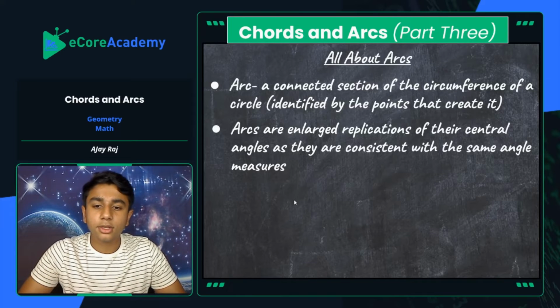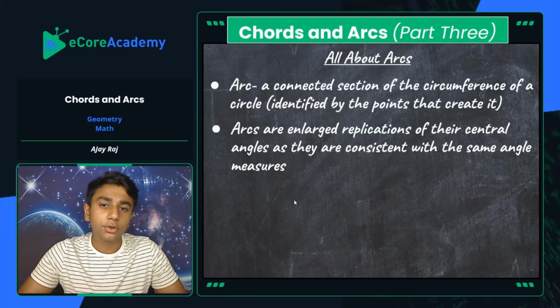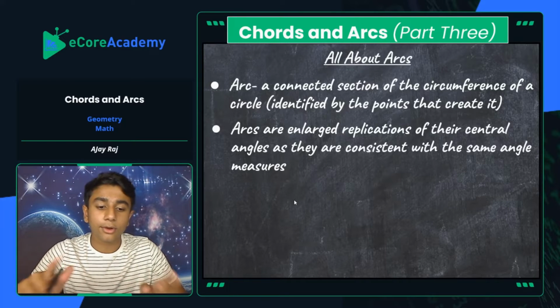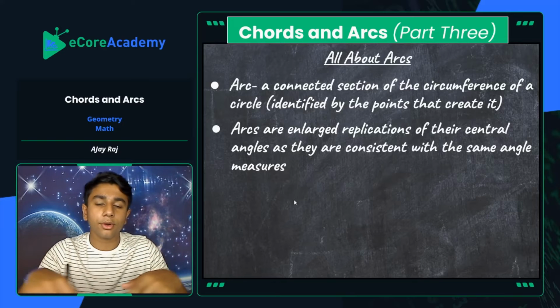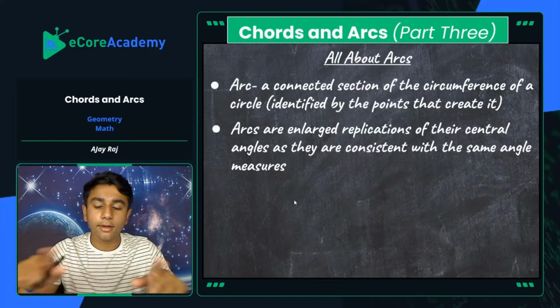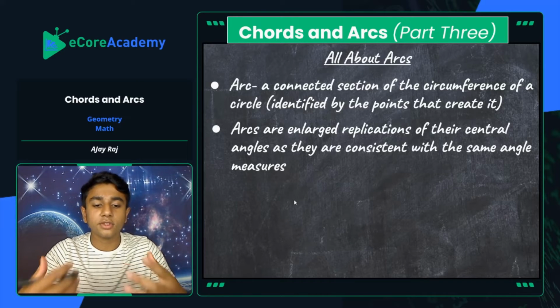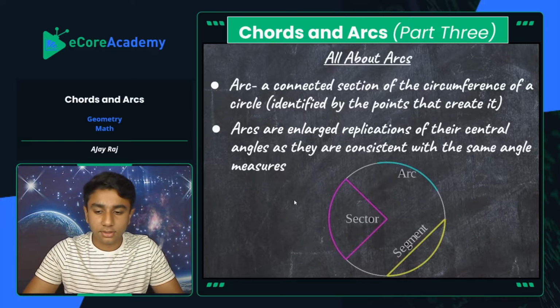So we can automatically assume that an arc is most likely going to be some sort of curvature. And since we're referring to circles, we can infer that it's going to be a part of the circle, meaning the outer edge or the circumference, that perimeter area of the circle. It's going to be some sort of snippet of it. And that's exactly what it is.